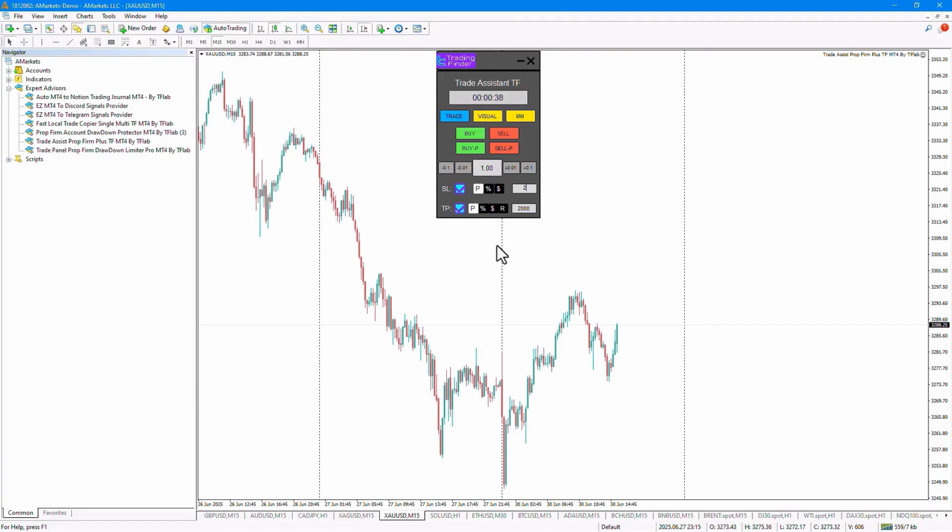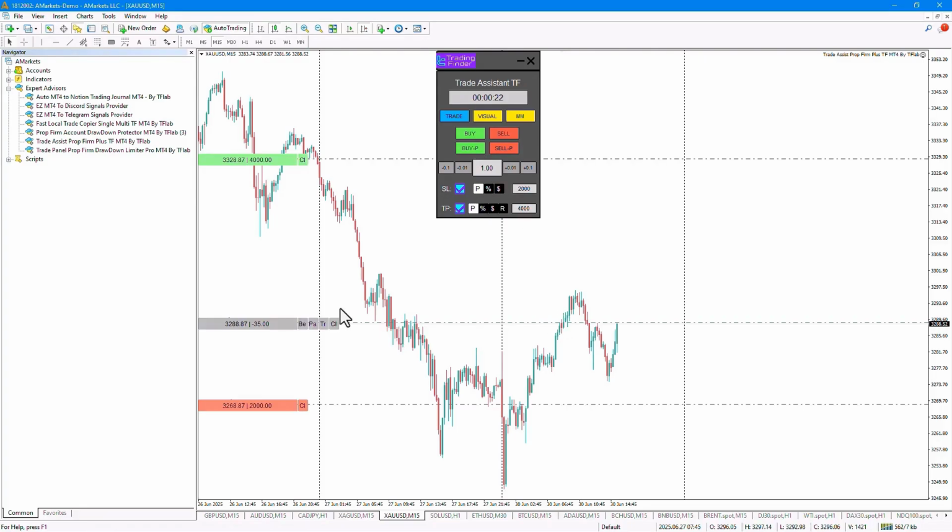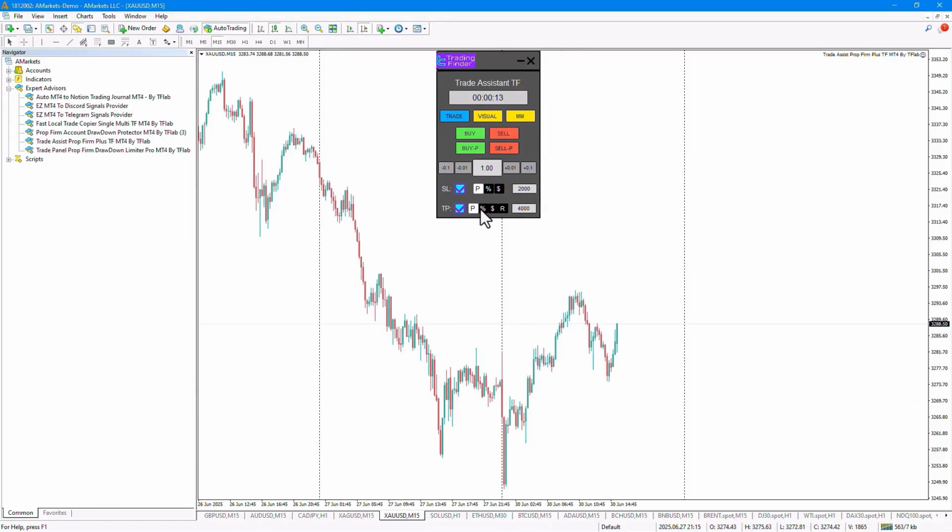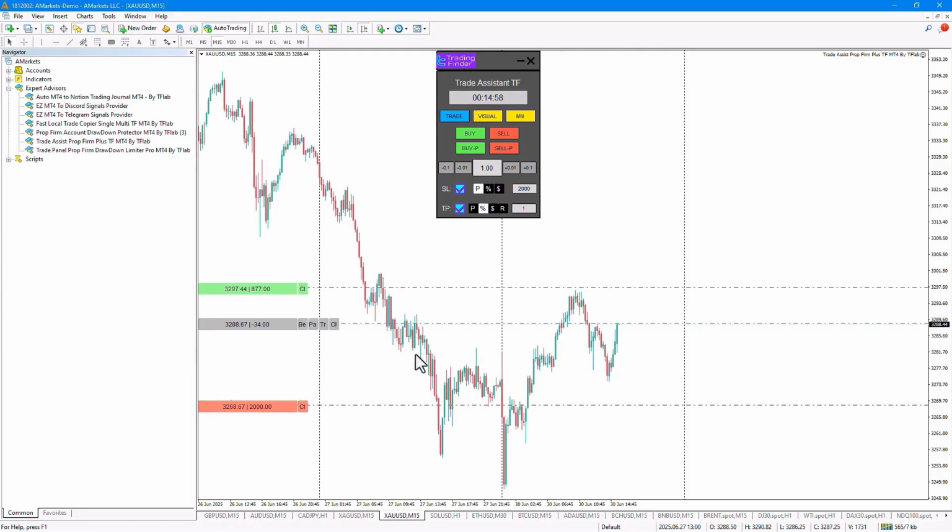I select the stop loss level based on 2,000 points, and in the take profit section, I set the distance from the entry point to the take profit level to 4,000 points. When the trade is executed, the 4,000 point level becomes my take profit, and the 2,000 point level becomes my stop loss. And if I want the take profit level to be based on my balance, here I select a percentage of my balance. In this section, I consider 1% of my balance and enter a buy trade, where the stop loss level is set at 2,000 points and the take profit level is set at 1% of my balance.